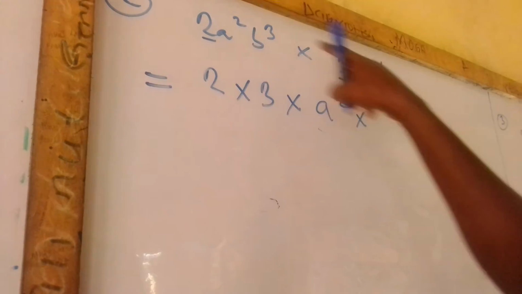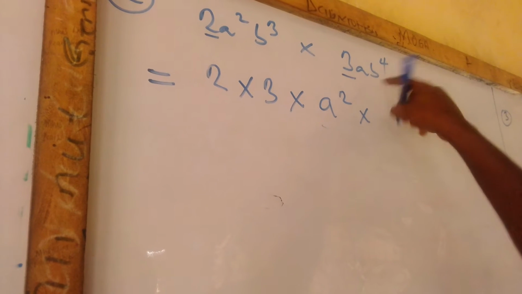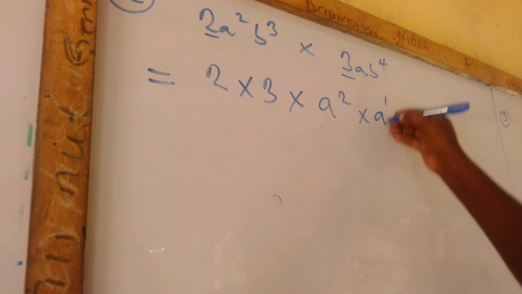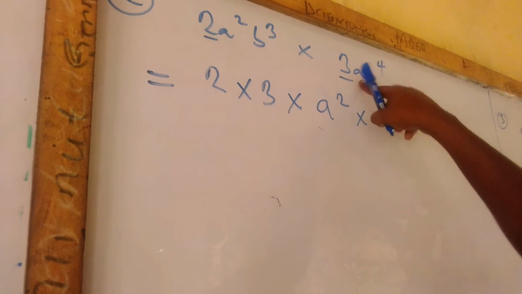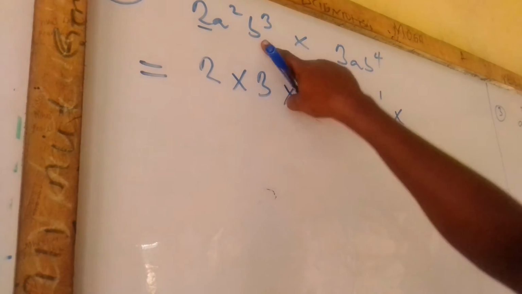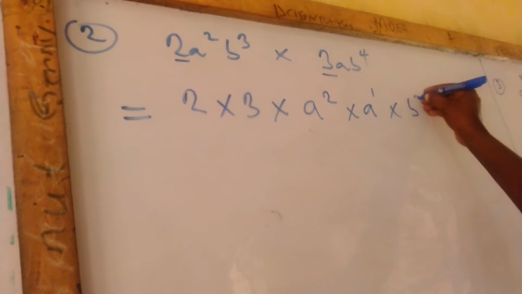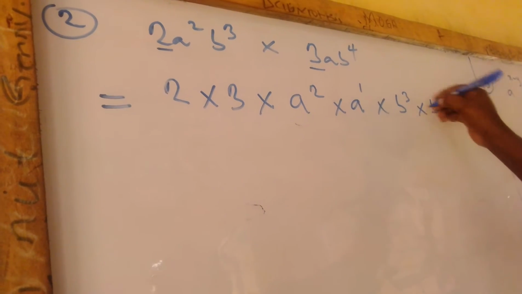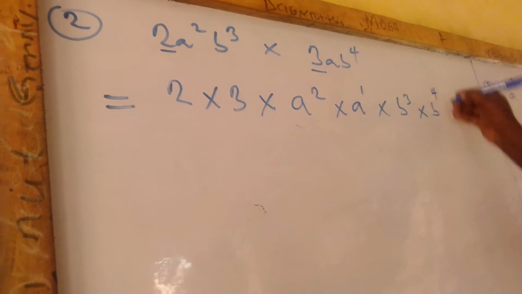A appears 2 times. The A here on the right hand side appears only 1 time. Anytime A sits alone, it appears 1 time. Second one, B raised to power 3, multiplied by the second B, which appears 4 times.